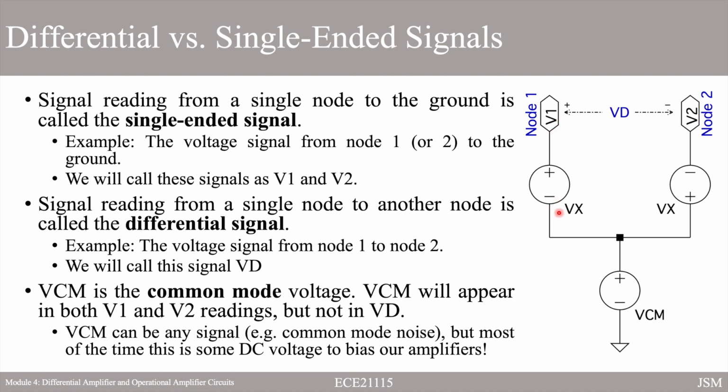So, si VCM lumalabas lang po yan kapag nagre-read tayo ng single-ended signals. Kapag nagre-read tayo ng differential signals, for example, VD, nawawala po yung VCM. So, typical VCM po sa amplifier circuits ay some DC voltage po to bias our amplifiers po. And in other cases naman, in signal reading naman, it is called the common mode noise. Kapag AC yan, it is the common mode noise. Kapag DC yan, it is the biasing voltage natin sa ating amplifier.